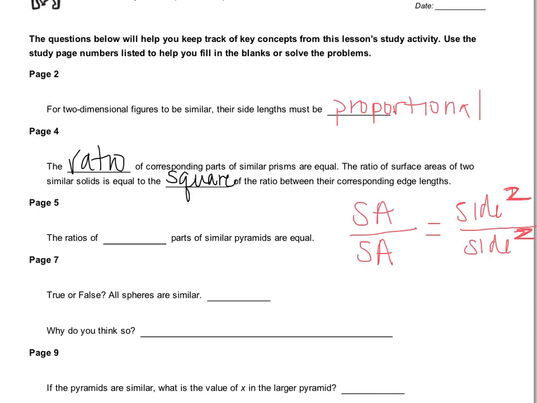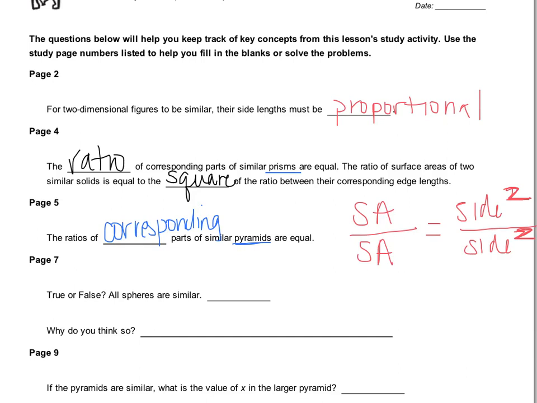The same thing is true in prisms, that the ratio of corresponding parts of similar pyramids are equal. So this is true for both prisms and pyramids. Well, what about a sphere? Remember, a sphere is a circle.